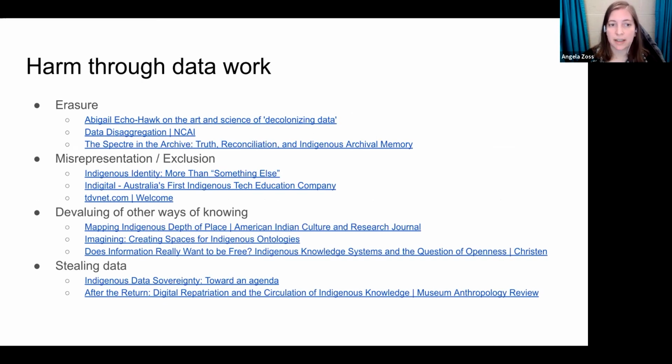We've already mentioned that erasure happens when data are collected using problematically broad demographic categories like "other," instead of using disaggregation and maybe even oversampling to gather data that will be appropriately descriptive. There are additional types of harm, which include misrepresentation and exclusion, devaluing other ways of knowing, and stealing data. And this last harm has given rise to a very active field called Indigenous data sovereignty.